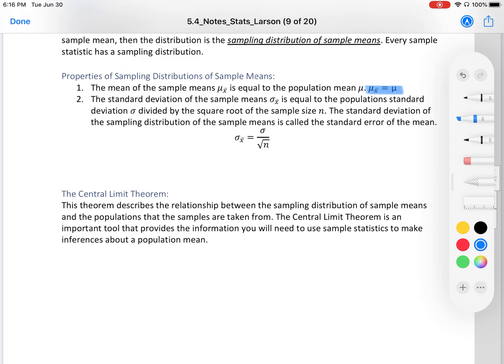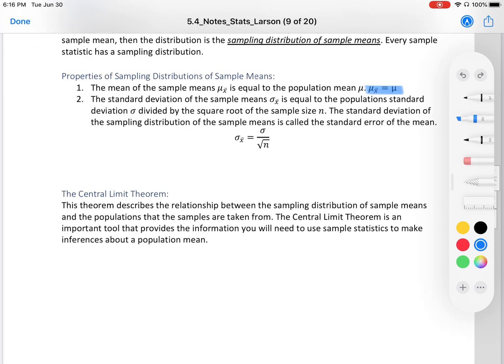2. The standard deviation of the sample means, sigma x bar, is equal to the population standard deviation, sigma, divided by the square root of the sample size n. The standard deviation of the sampling distribution of sample means is called the standard error of the mean. All right, so what makes this different is this here. This is what makes this section unique, not chapter, section.